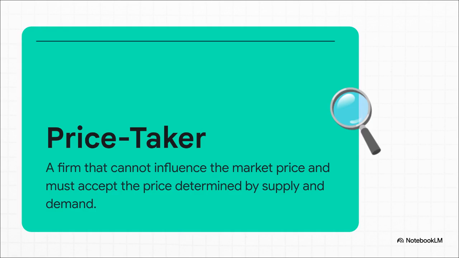Firms in perfect competition are what we call price takers. Just think about it. If you're one farmer in a giant market and you try to sell your carrots for double the price, what's going to happen? Nobody's going to buy from you, right? Because each seller is so small compared to the whole market, they have zero power to influence the price. They just have to accept or take the price that the market sets.